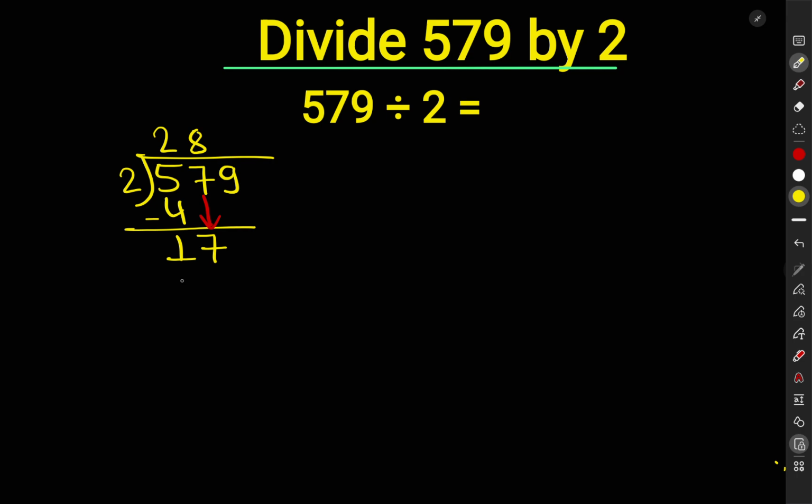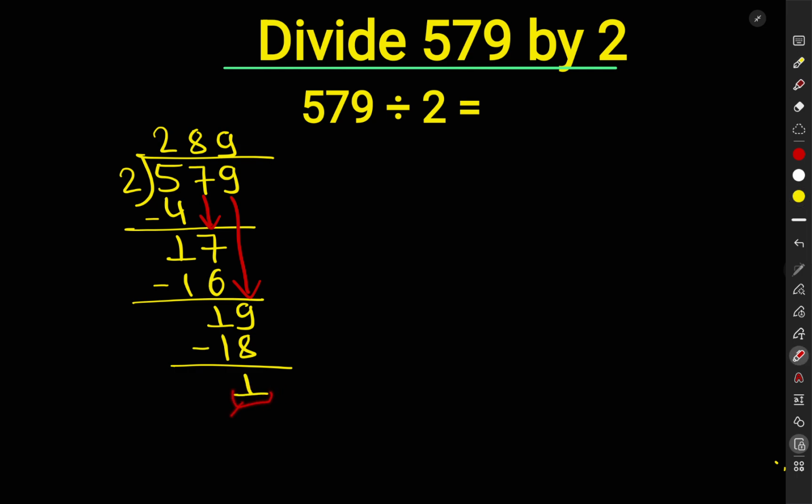2 times 8 is 16. On subtracting, we get 1. So again we put down this 9 and it is 19. 2 times 9 is 18. On subtracting, we get 1.